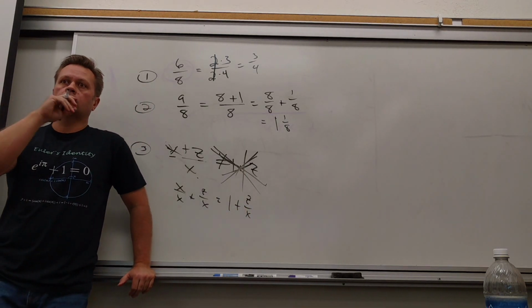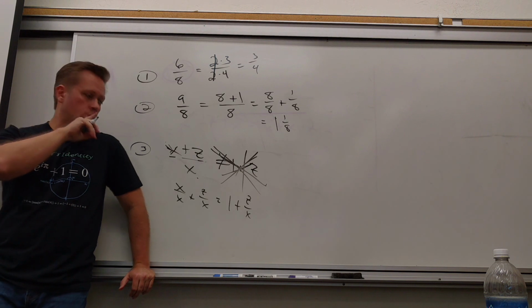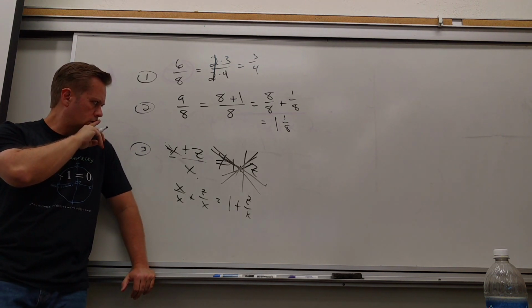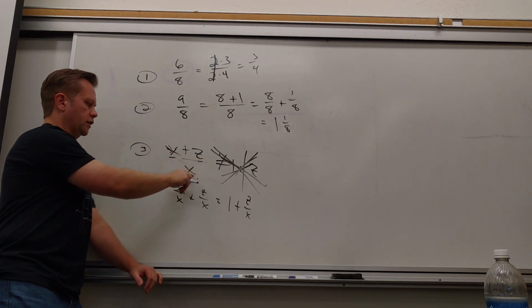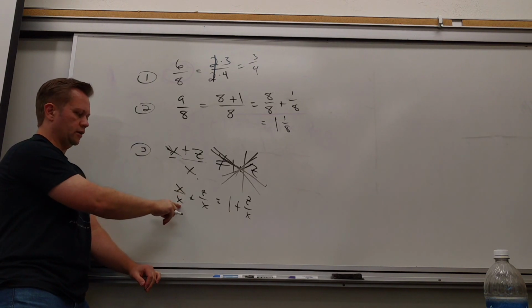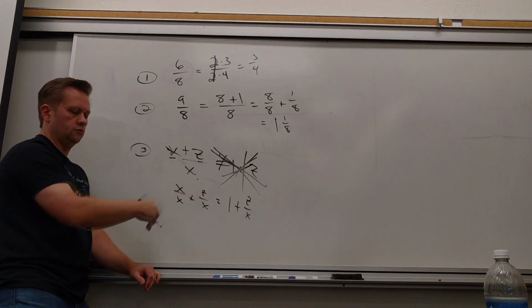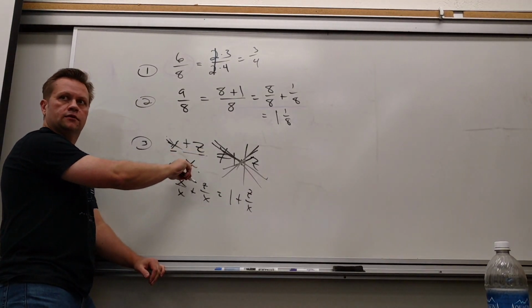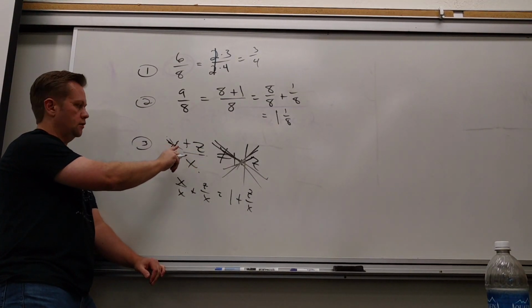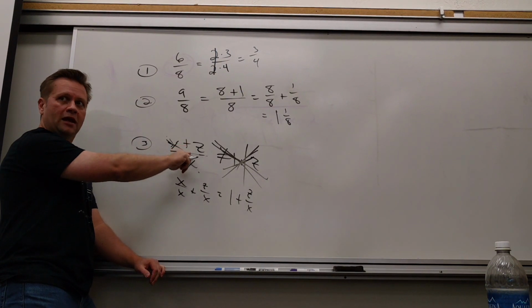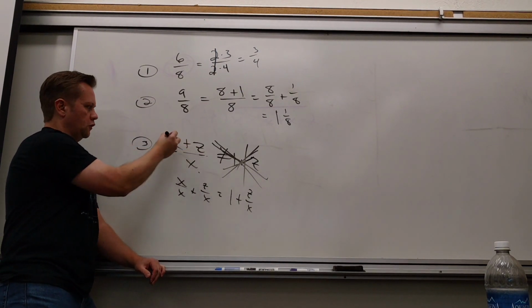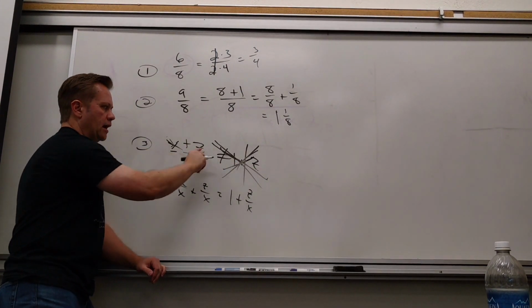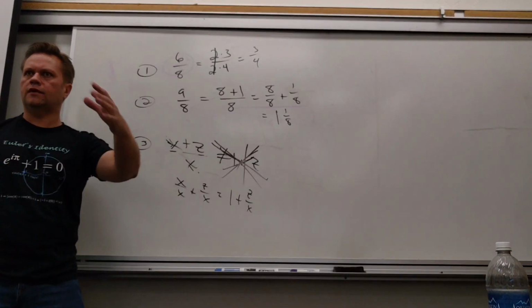Yes, sir? It wouldn't be X plus Z over X? What's X divided by X? 1. What's being divided by X? X and Z. So if you do this and just write a Z, how did Z escape being divided?